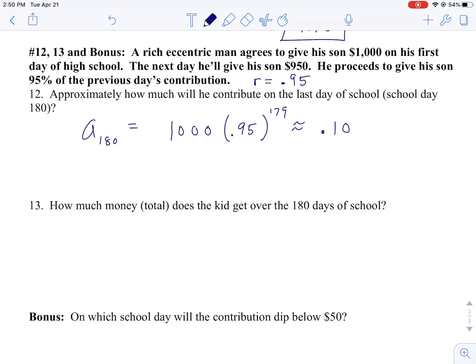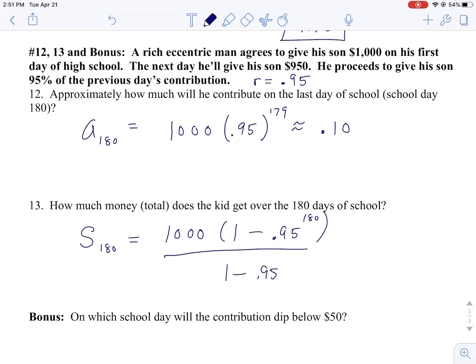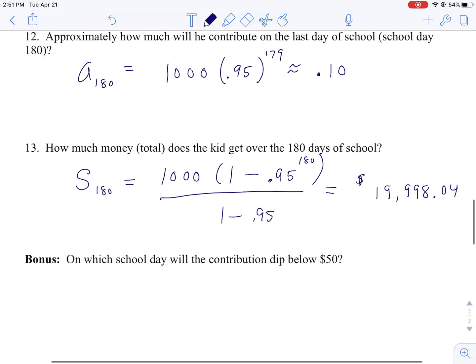Now, totally, it's 1,000 plus 950 plus 95% of 950 plus 95% of that number. That's the sum of the first 180 terms. And again, you start with the first term, times 1 minus r, which is 95% to the 180th power over 1 minus 0.95. The calculator, this kid gets a pretty hefty allowance, $19,998.04.